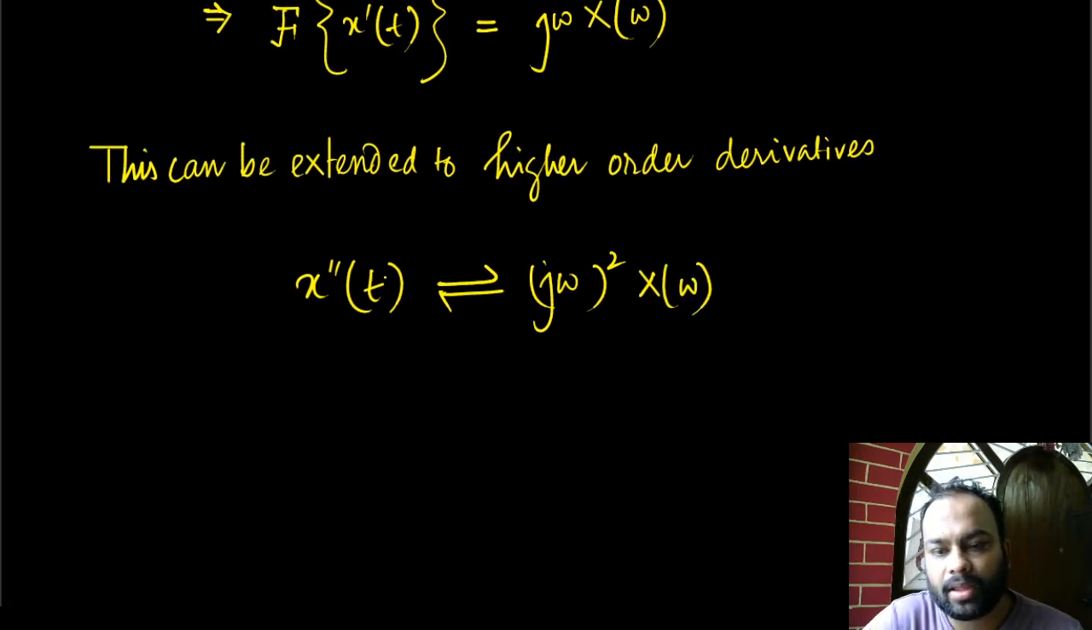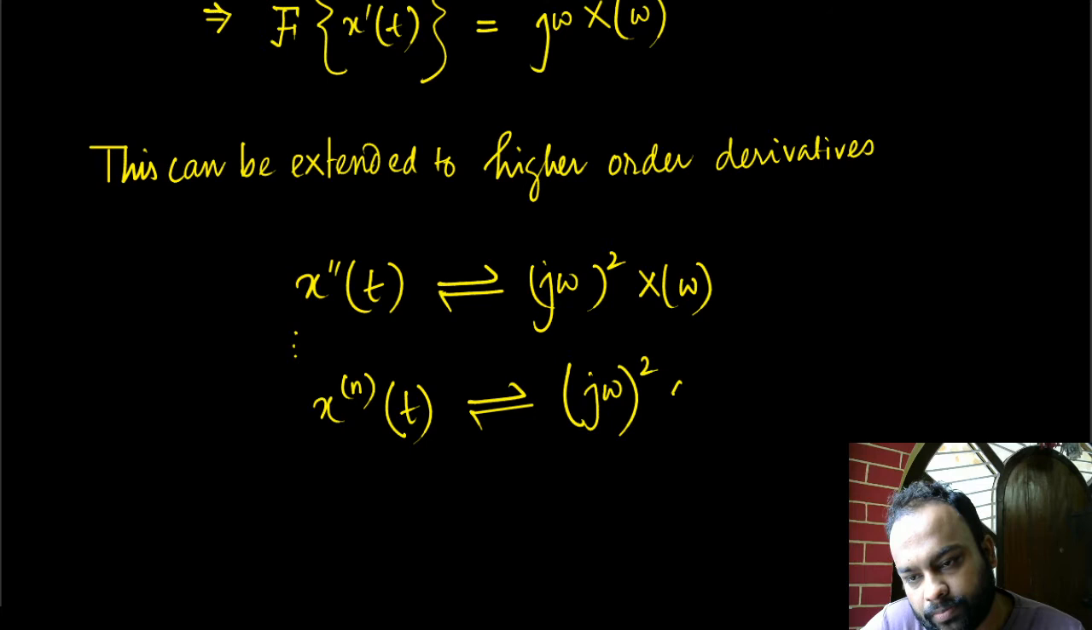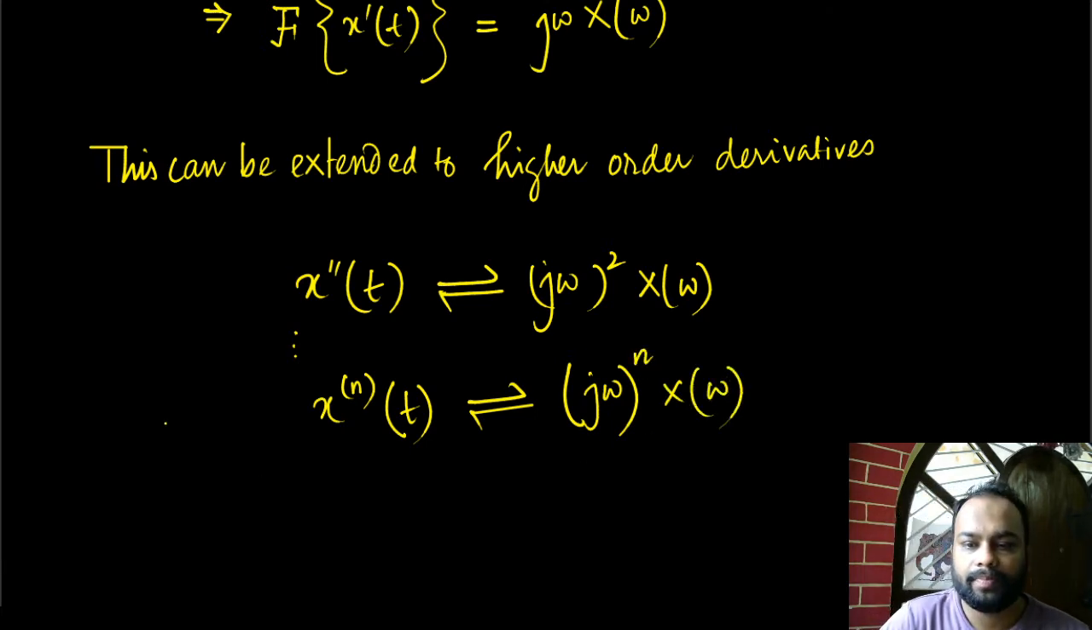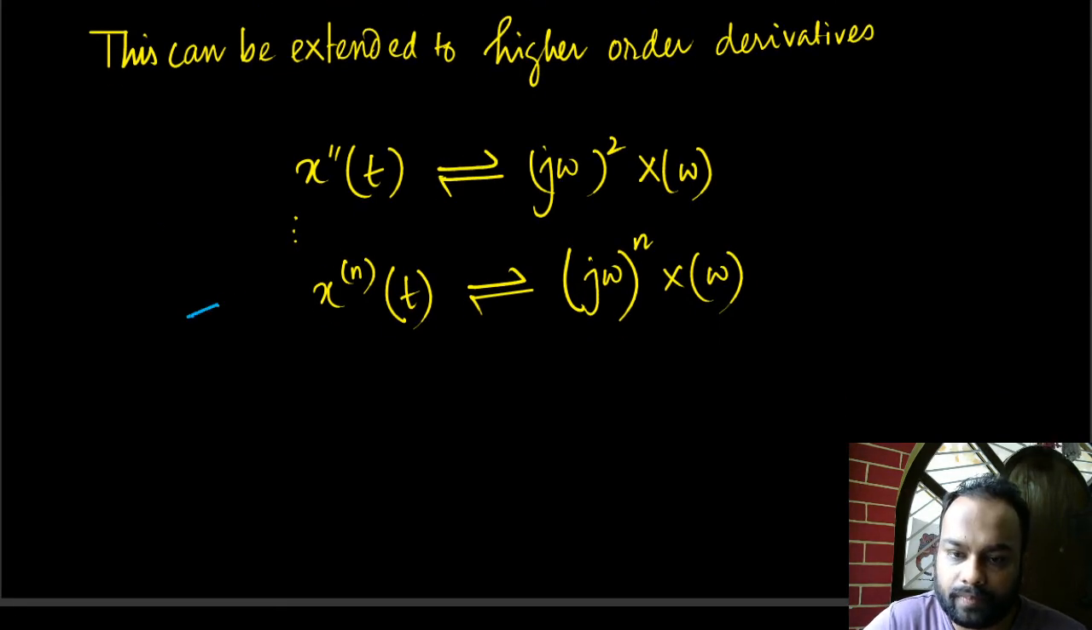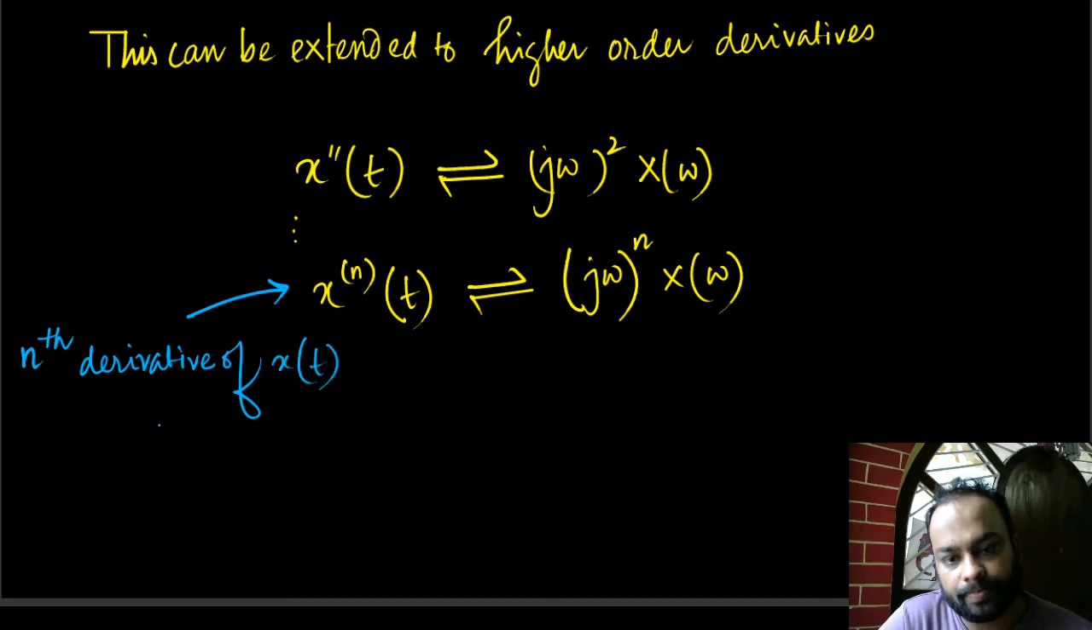And subsequently the nth derivative, that is how we write it, that's the nth derivative of x(t). So this is the time differentiation property.